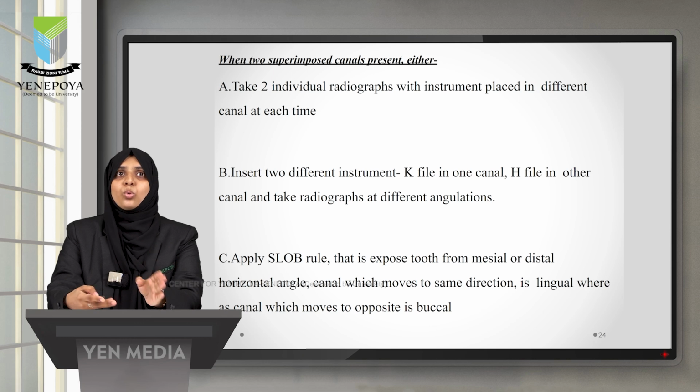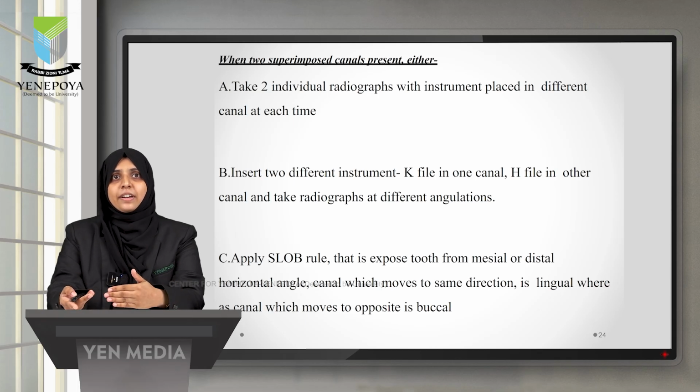Either you have to take two separate radiographs at different times, or, in case of one canal, you can place a K file, and in the other canal you can place a H file, and you have to take a radiograph at a different angulation.